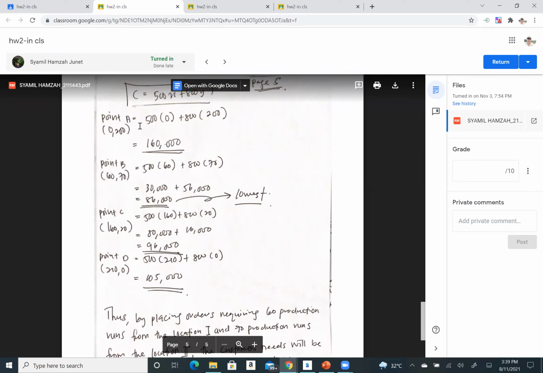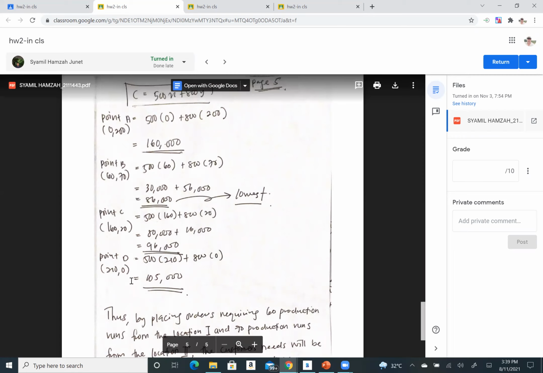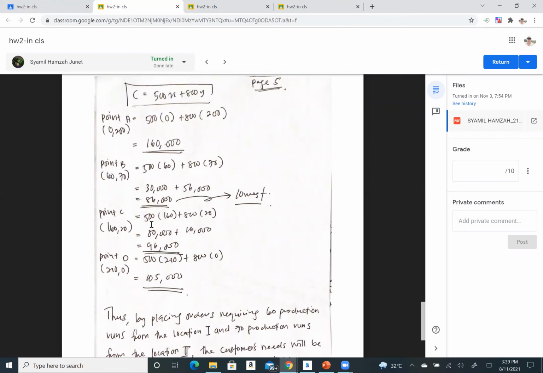You give point A, but you don't equate point A. Point A is not equal to this thing. We are doing the substitution of point A into the cost function. So that's why I put the table. It is not equal. Point B is not equal to 86; it's the cost equal to 86,000. But you have to modify the table. Don't do it like this. Point C equal, it is not right.